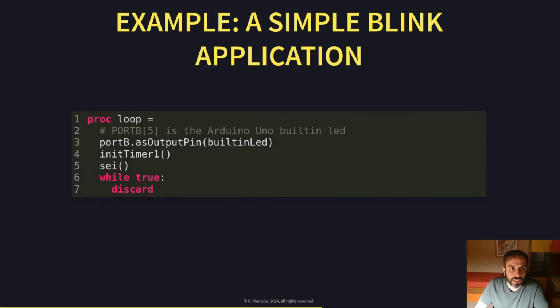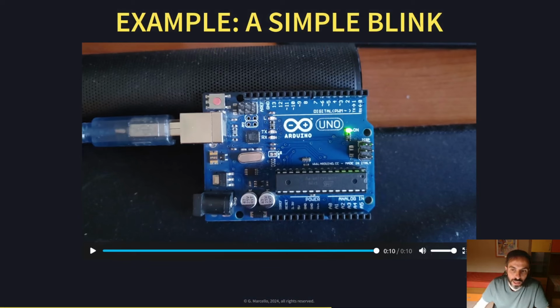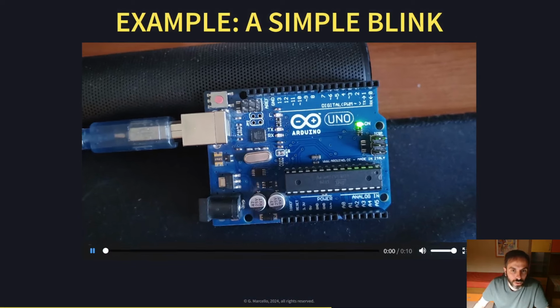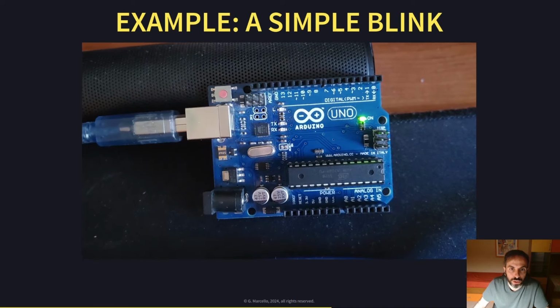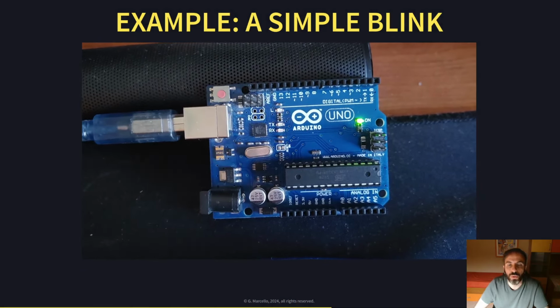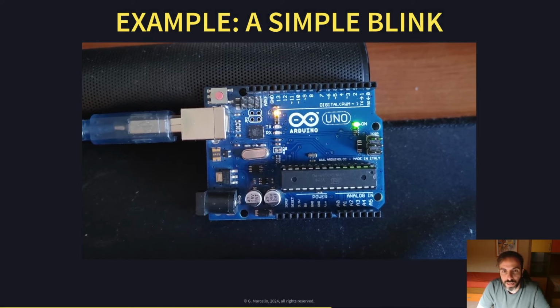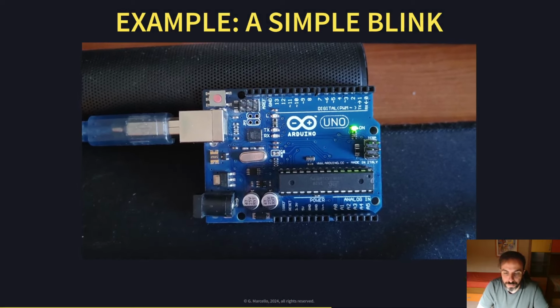Then we write a simple main function where we initialize the LED pin and the timer. We enable interrupts and then we do nothing because everything will happen in the interrupts. You can see here that I have a demo, and you can see that I program the chip here, and then you will have this blinking at more or less 1 Hertz. Okay.